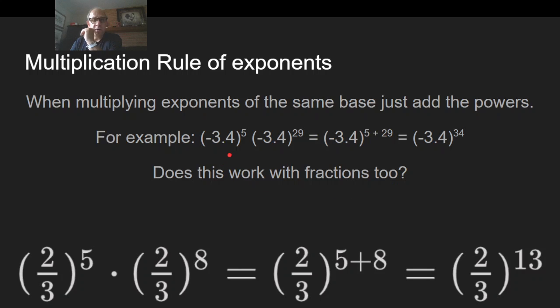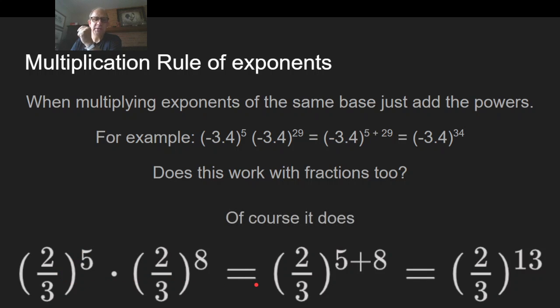Does it work for the same base? So think about it. If I do negative 3.4 5 times, and then negative 3.4 20 times, how many negative 3.4's do I have? I have 5 plus another 20. I have a total of 25. So negative 3.4 to the 5th power times negative 3.4 to the 20th power is negative 3.4 to the 25th power.